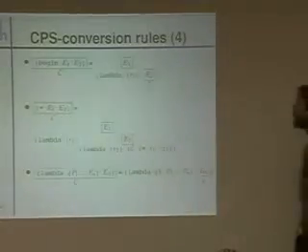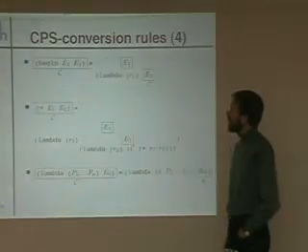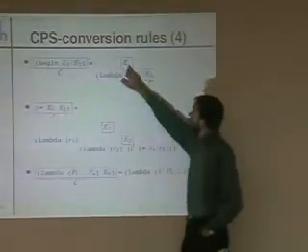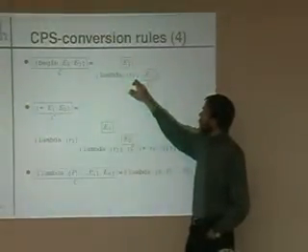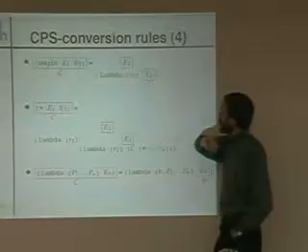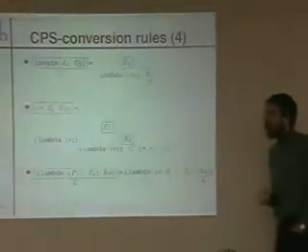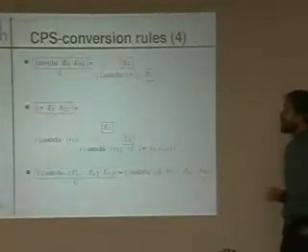Begin evaluates E1 and then evaluates E2, returning the value of E2. So we CPS convert E1, and the continuation of this is actually a lambda expression that receives in R1 the result of E1, and then we'll keep going with the evaluation of E2 within the continuation C.